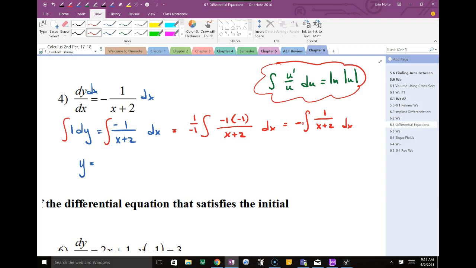What is my u again? X plus 2. So what is the integral here? Okay, we have a negative, and it's just going to be negative natural log of the absolute value of x plus 2.